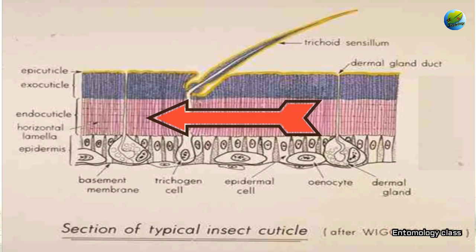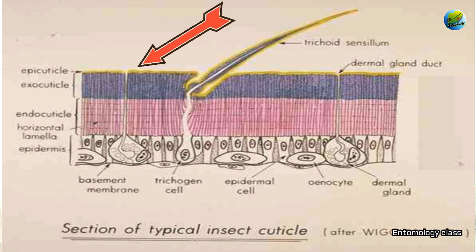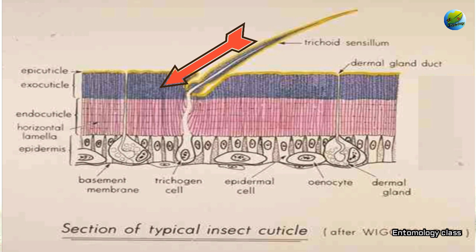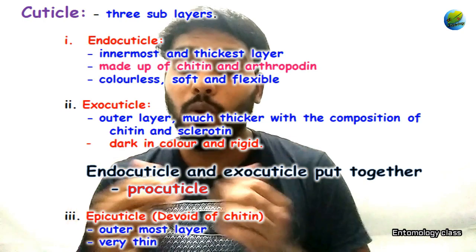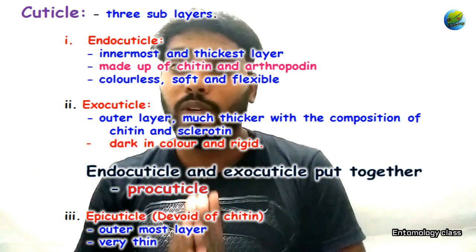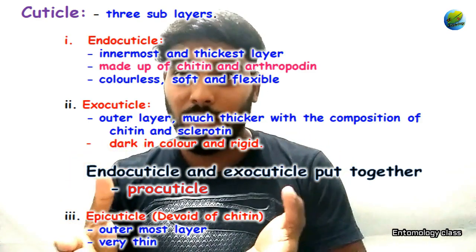Next we are moving on to the cuticle. The cuticle is divided into three sublayers: the endocuticle, the exocuticle and the epicuticle. If we see the endocuticle, it is the thicker part of the cuticle, consisting of a greater amount of chitin compared with the exocuticle, and it has the protein called arthropodin. The exocuticle is the thinner layer compared with the endocuticle, but it also has chitin, and along with that the protein subunits called sclerotin are there.